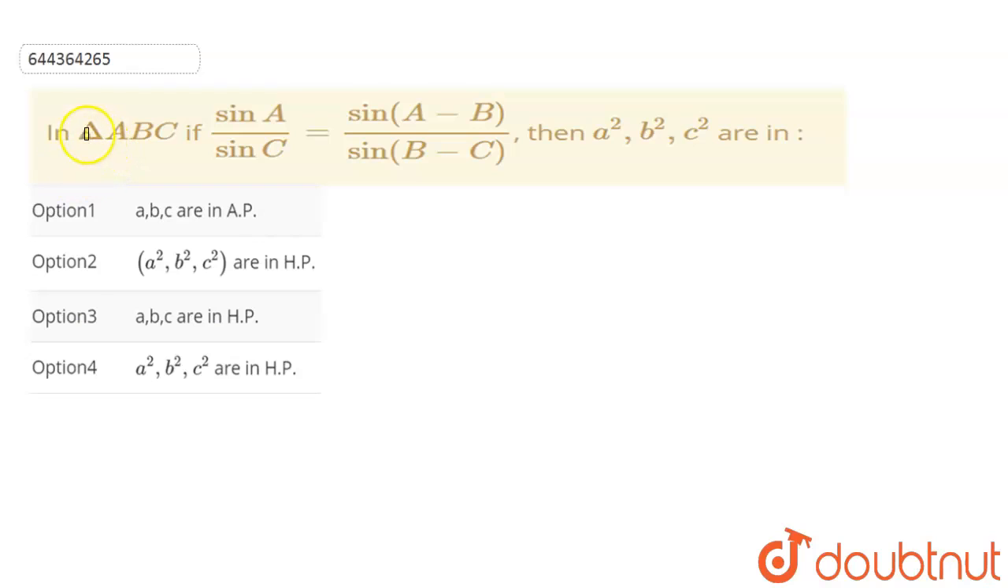So this is the question. In triangle ABC, if sin A by sin C is equal to sin(A minus B) upon sin(B minus C), then option 1: A, B, C are in AP. Option 2: A square, B square, C square are in HP. Option 3: A, B, C are in HP. Option 4: A square, B square, C square are in HP.